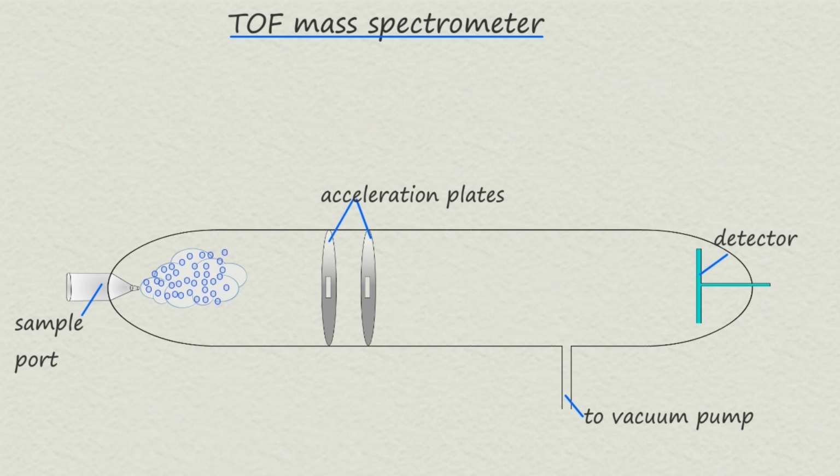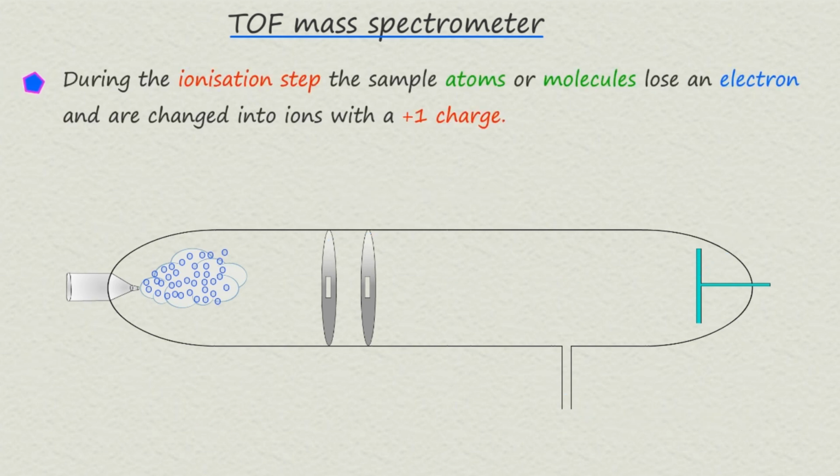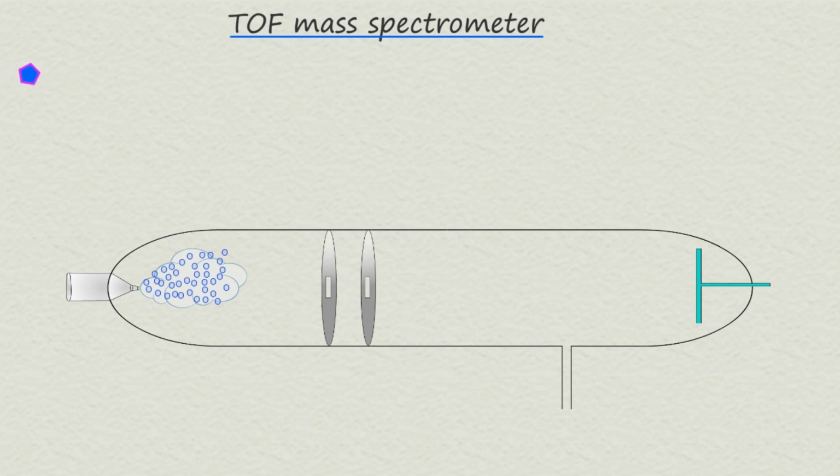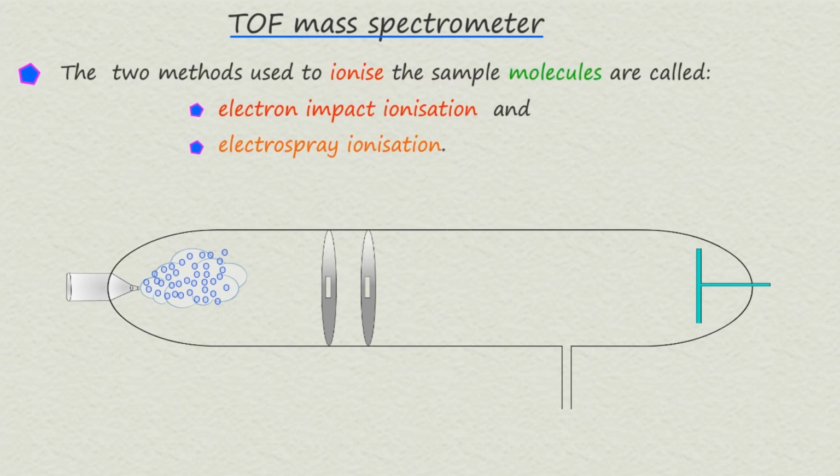So let's start off by looking at the first key step, ionisation. In this step, the sample molecules or atoms are converted into ions with a +1 charge. Now, there are two quite different methods commonly used to ionise the sample molecules or atoms. These are electron impact ionisation and electrospray ionisation. Perhaps the most common method used is the electron impact ionisation. So let's start off by looking at how this process works.